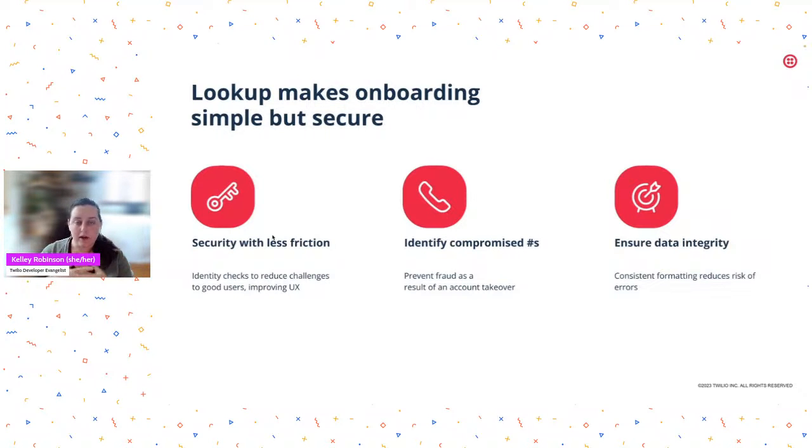Preventing fraud by identifying compromised numbers. I mentioned that you can actually detect SIM swaps with our API, and that's a really cool way that financial institutions like banks are starting to use this. And then just ensuring data integrity, security, right? You want to make sure that when somebody enters a phone number into your website, they're entering valid information, and having solid data integrity actually helps with preventing fraud and preventing abuse in your system too.